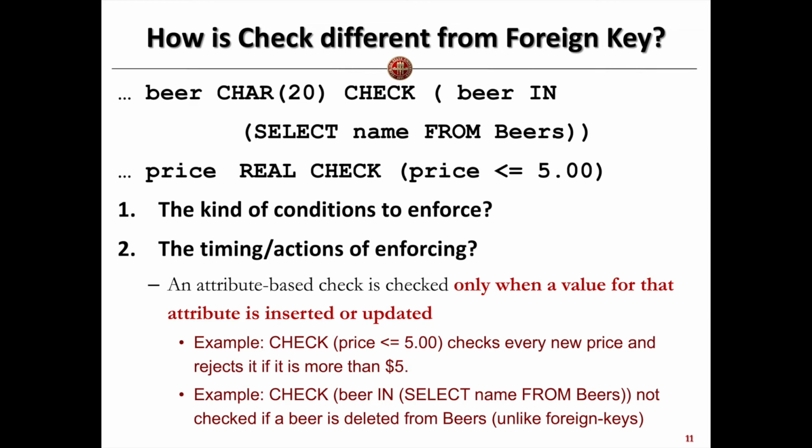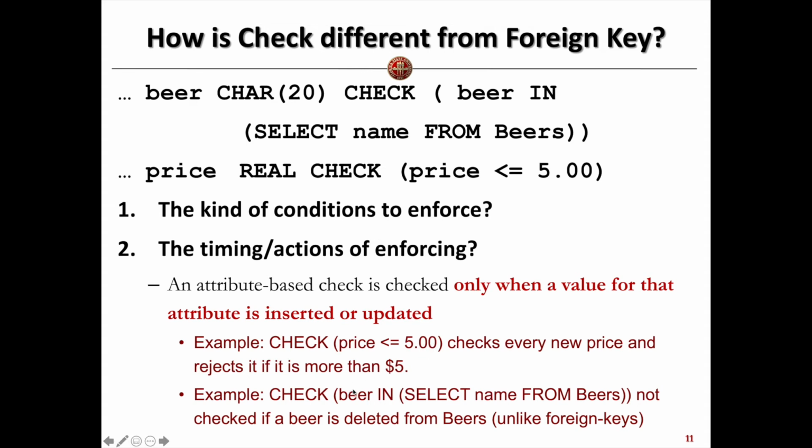However, for this check, we have some timing difference of the enforcing. An attribute-based check is checked only when a value of that attribute is inserted or updated. We provide you with the example. When we insert some tuples into the sales table, we can check if the price is not greater than $5 for every new price and reject it if it is more than $5. In other words, we're enforcing these checks inside this sales table we are defining here.